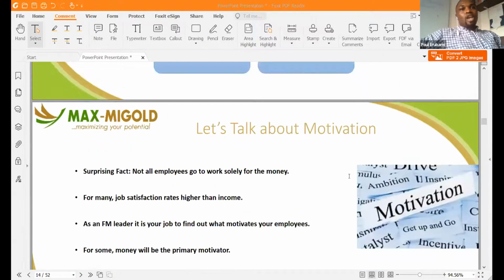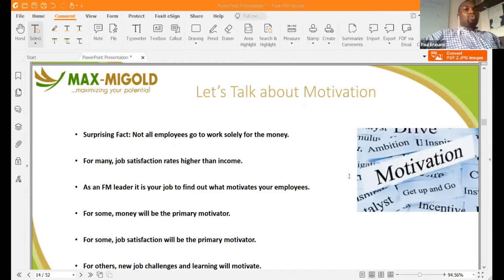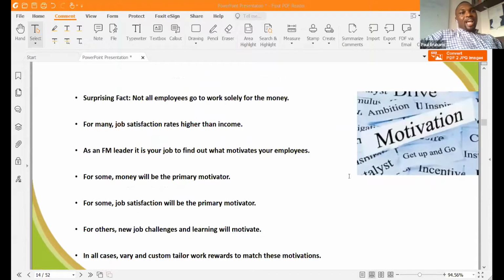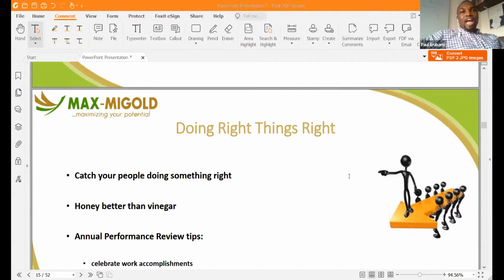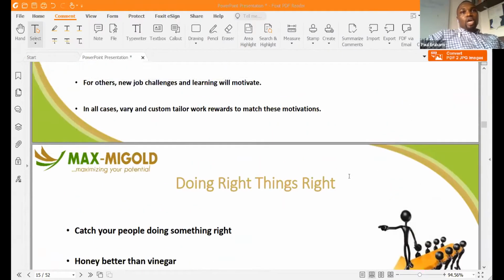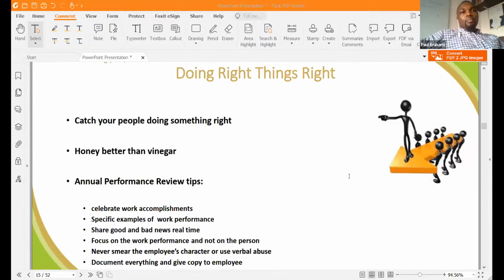Like I said, we have said a lot about motivation, what motivates employees and the like. So this particular slide is just a summary of what we have said in the previous slide. Doing the right thing right. This is also more like an expansion of what we have discussed further, right? Annual performance review tips: catch your people doing something right, honey is better than vinegar.